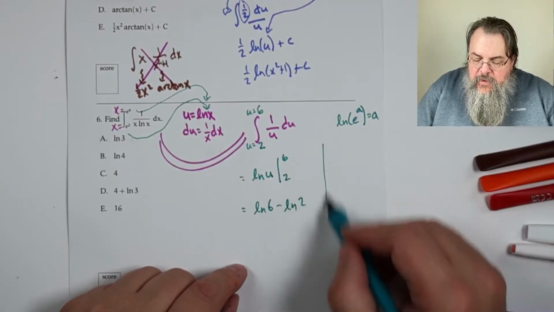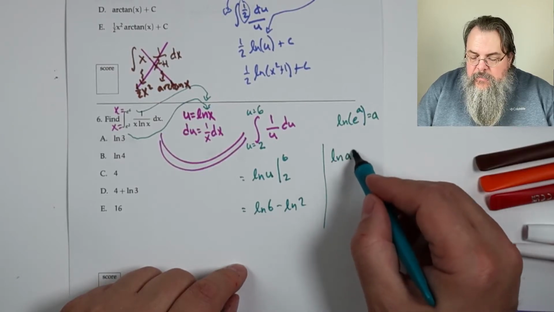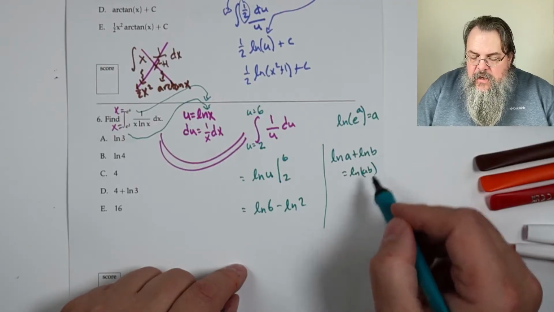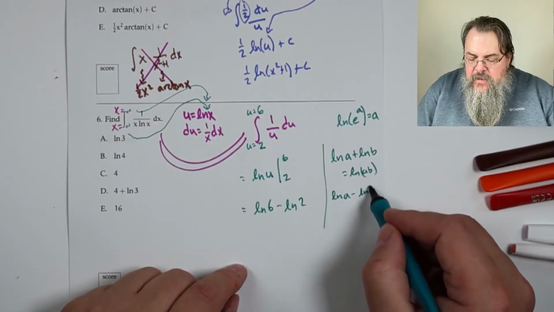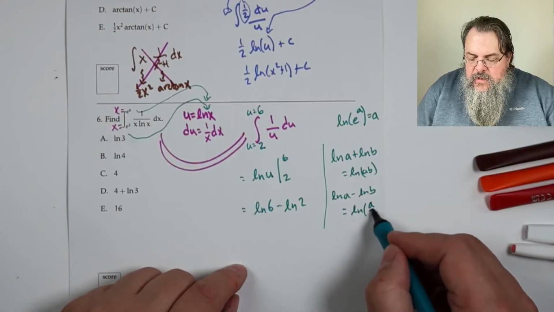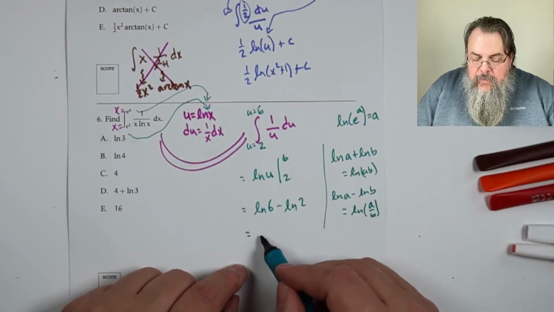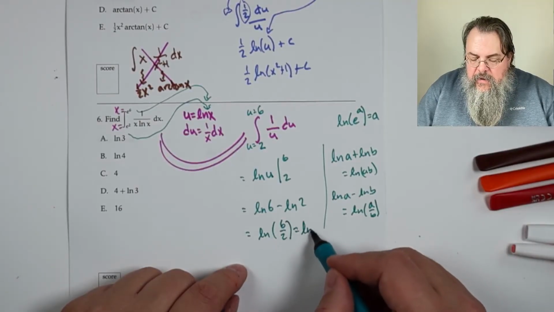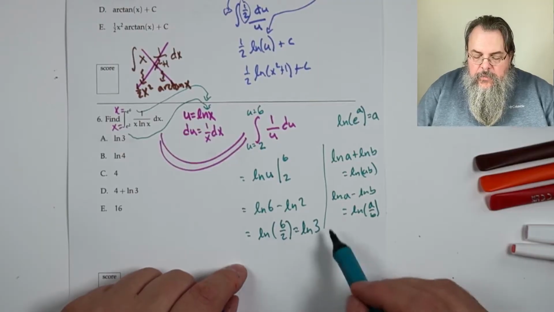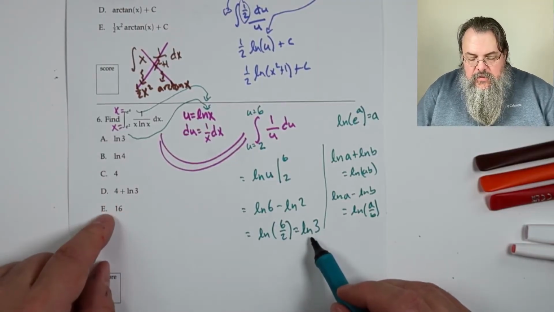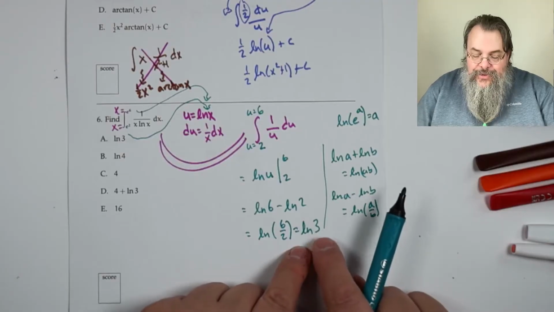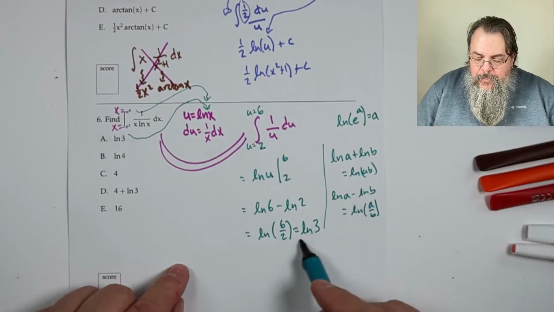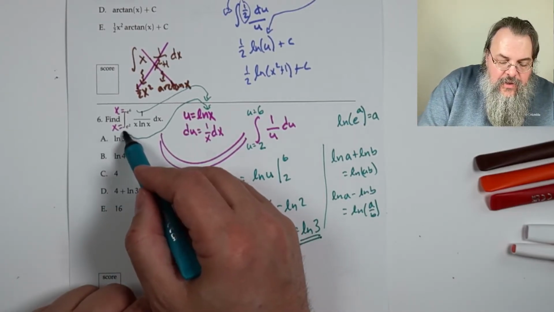Now, another property of logs, in fact there's a few of them, we'll go ahead and write some down. If you have addition, that becomes multiplication. And if you have subtraction, that becomes division. So this is really log of 6 over 2, and that's log 3. Now, why did I do that? Well, because I didn't see log 6 minus log 2. But log 3, that we could do something with. And so, beautiful answer, log 3.